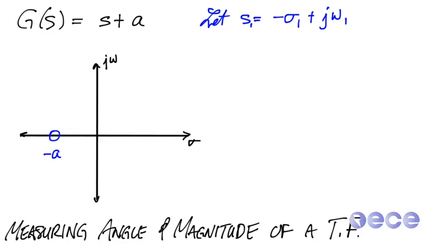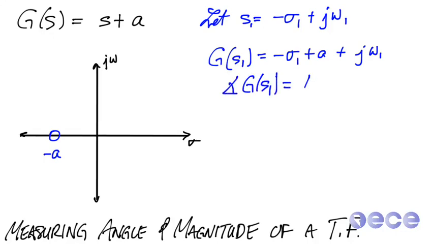So let's say that I have some point s1, and I'd like to find out what the angle is. So we'll be able to calculate the magnitude and the angle of G at s1. So if we choose s1 equal to minus sigma 1 plus j omega 1, substituting s1 into G, I get that my value is minus sigma 1 plus a plus j omega 1.